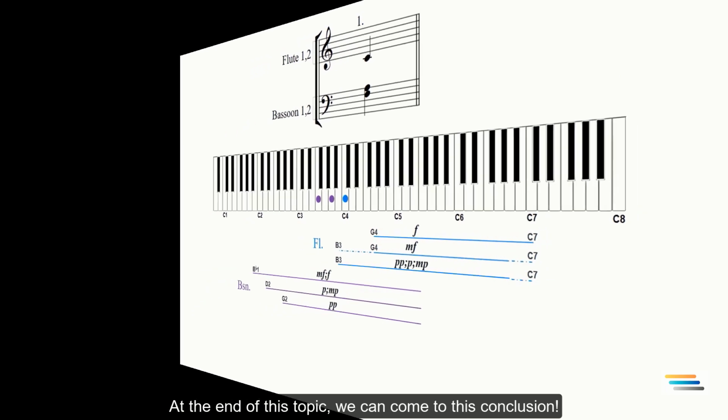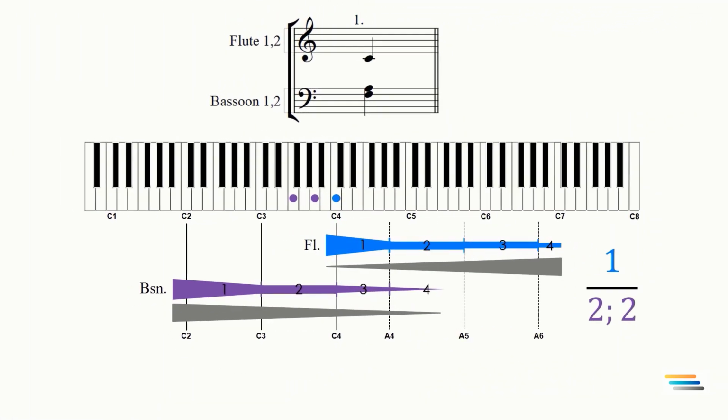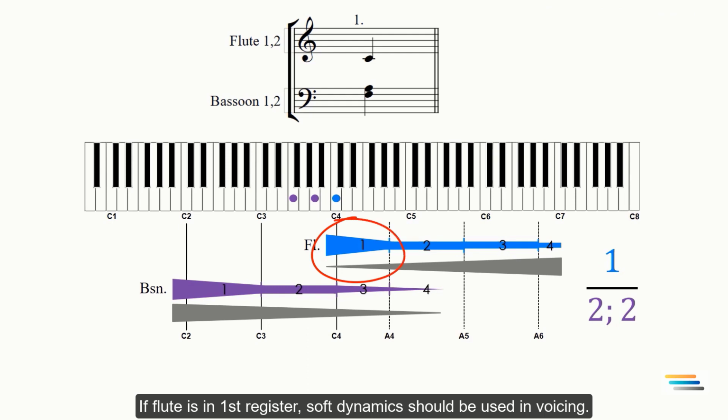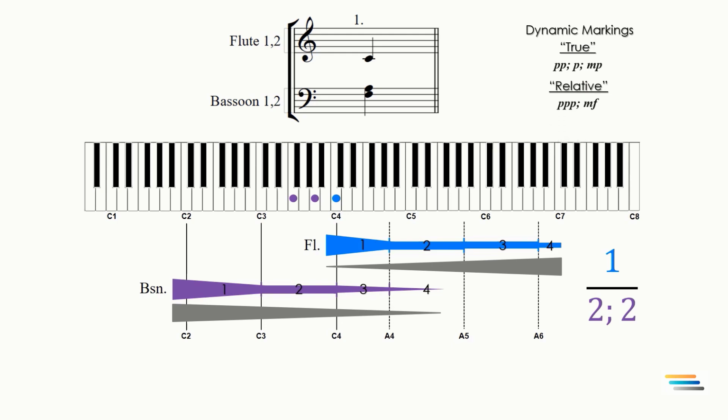At the end of this topic, we can come to this conclusion. If flute is in the first register, soft dynamics should be used in the voicing. Don't write loud dynamics such as forte, fortissimo. Mezzo forte will be relative.